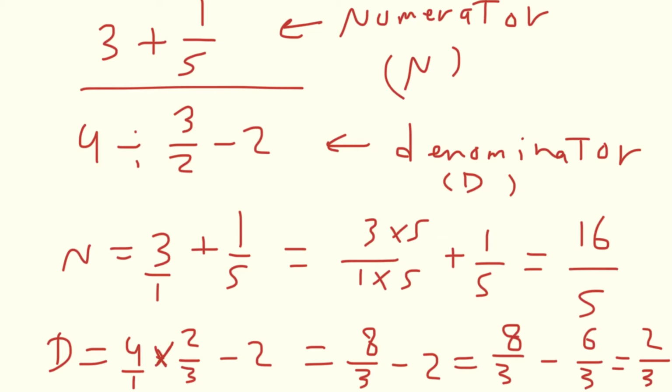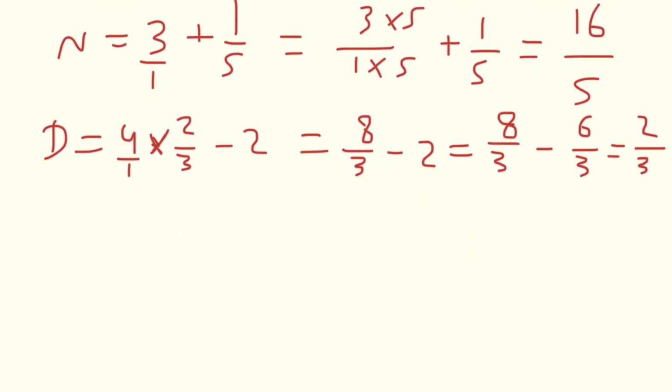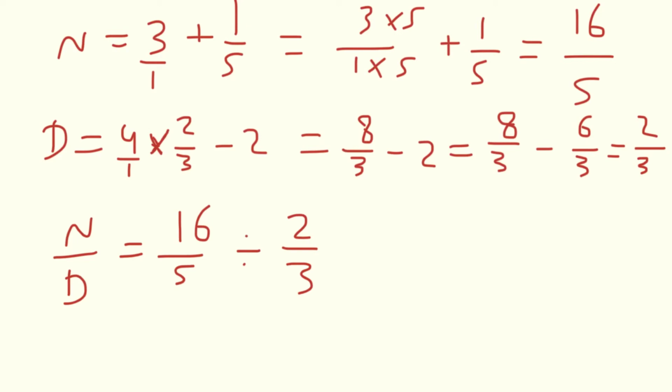So the numerator is 16 over 5 and the denominator is 2 over 3. Now you're going to divide them. I got the numerator, I got the denominator, and I need to divide them. So the numerator divided by the denominator is actually 16 over 5 divided by 2 over 3. Again, I will convert this division into multiplication. So I'm going to write it as 16 over 5 times what? Times 3 over 2. I converted this division into a multiplication by inverting the fraction upside down, so it became 3 over 2.